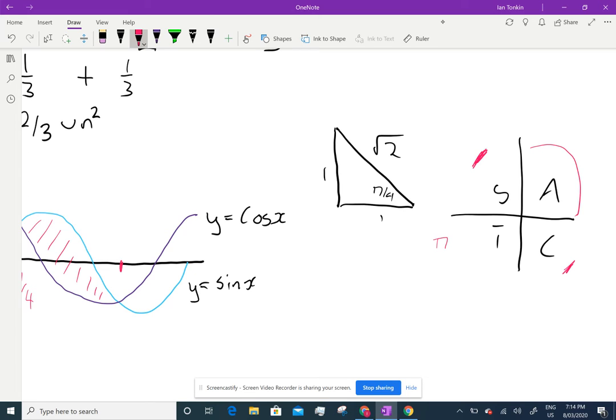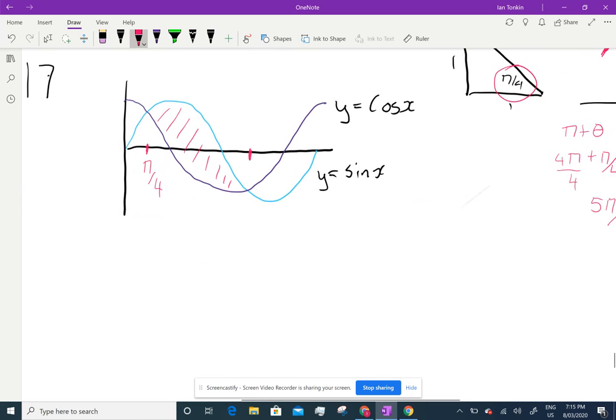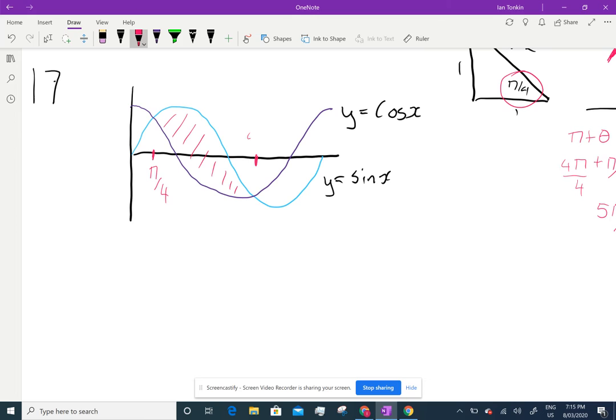And what's this one? Pi plus theta. So pi plus the acute angle, so pi plus pi on 4, because that's the acute angle that gives us that point there. Well, 1 pi plus pi on 4, that's 4 pi's on 4 plus 1 pi on 4, which will give me 5 pi on 4. So this is 5 pi on 4, a whole pi plus 1 pi on 4. So now I've got it.